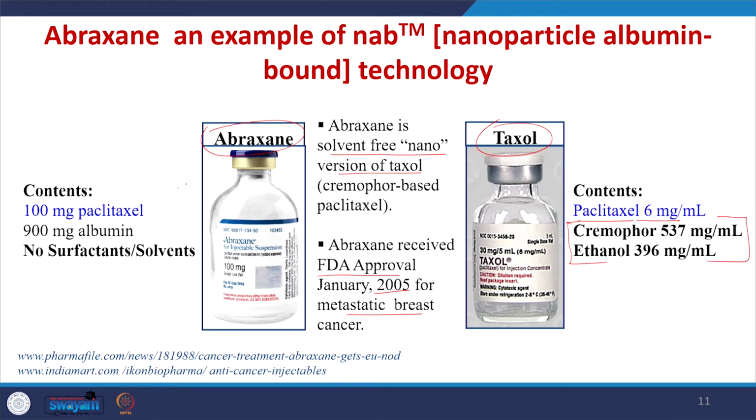In the case of Abraxane, we have 100 milligram of paclitaxel in 900 mg of albumin. There is no use of surfactants or solvents in the preparation of this albumin-based nanoparticle. That is the advantage of Abraxane. It has more therapeutic effect when compared to Taxol, which has only a lower concentration of the anti-cancer drug.